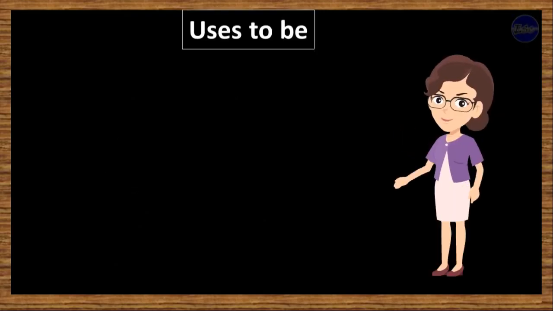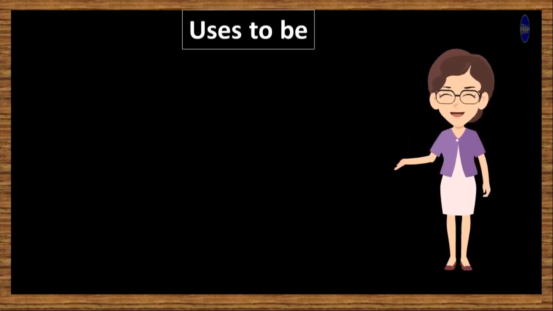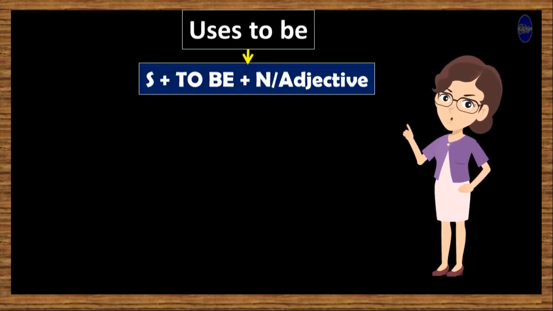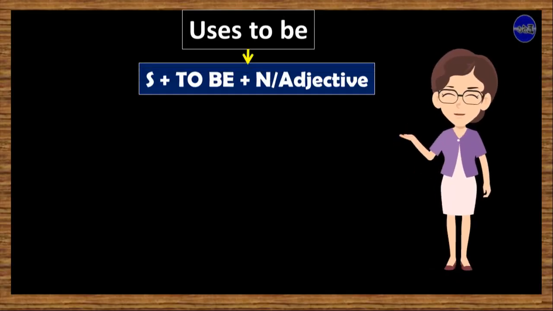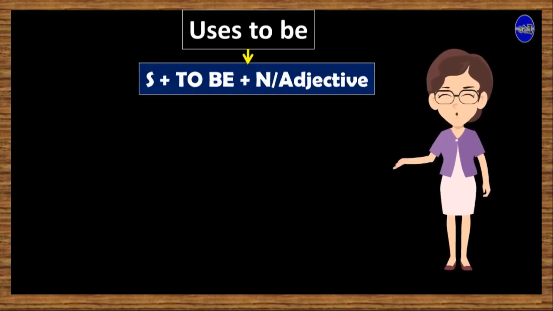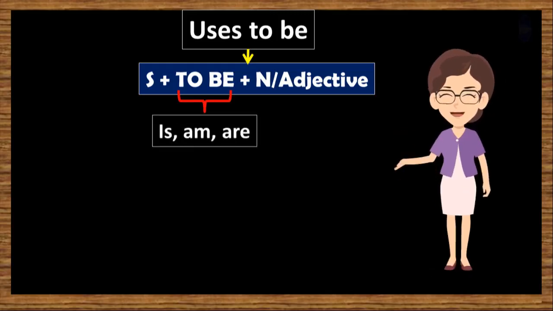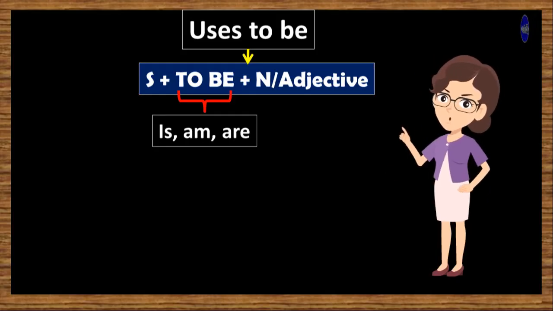Well, now let's continue and understand when we use the simple present tense with to be. The formula is subject plus to be plus noun or adjective, and this formula is for positive sentences. There are three to be in simple present tense. They are is, am, and are. The question is which one to use.